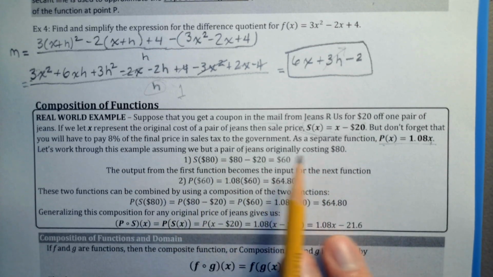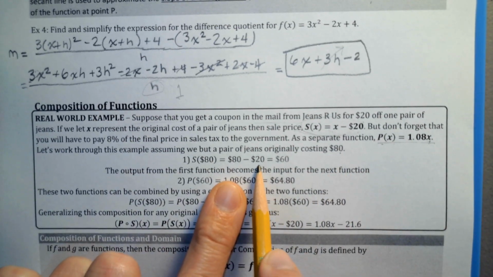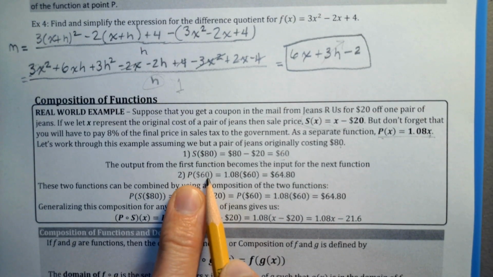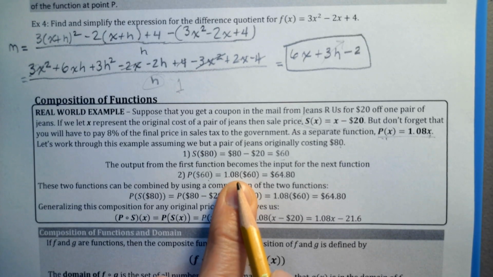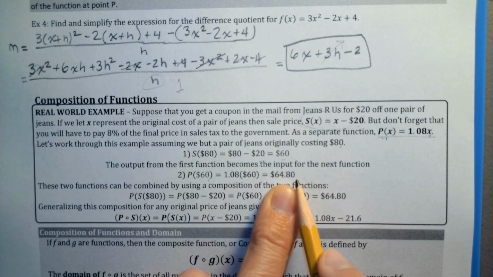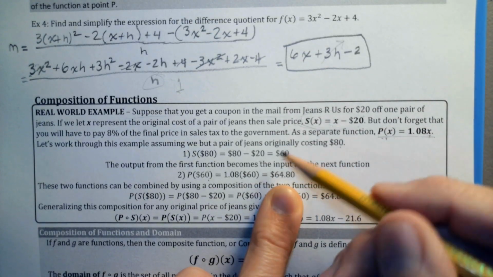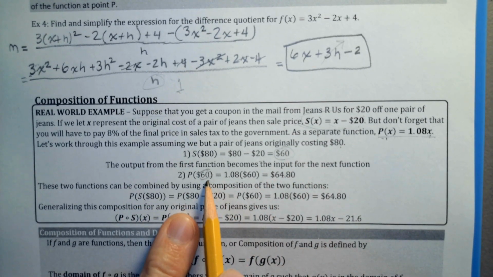All right, so let's work through an example where the jeans are $80. You take away $20, that's 60. Now you plug 60 into the function for P, and you multiply it by 1.08, and you pay $64.80.